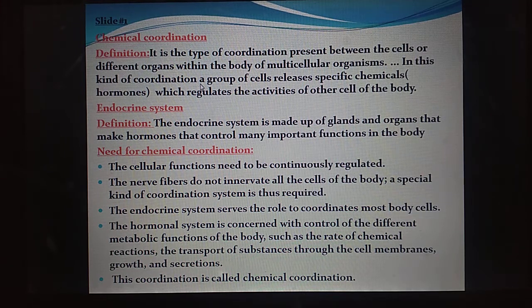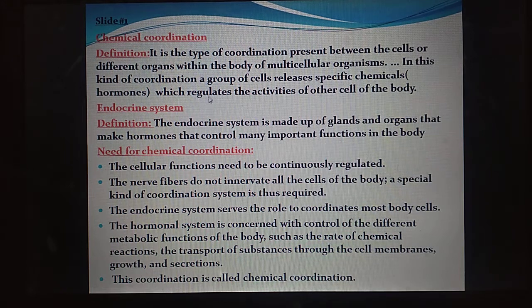Now it's the kind of coordination in which a group of cells releases specific chemicals, and these chemicals are basically called hormones, which regulate the activities of all cells of the body. Chemical coordination is the second largest coordinating system in our body, while the first largest one is the nervous coordination. Okay. Now, chemical coordination brings about coordination in different parts of the body and cells through chemicals which are called hormones.